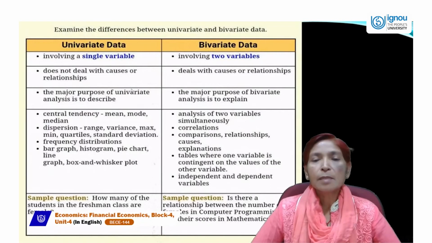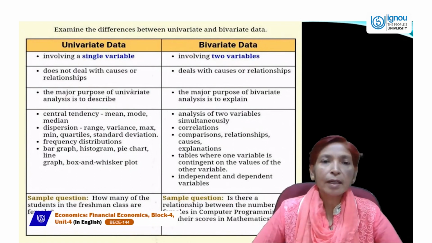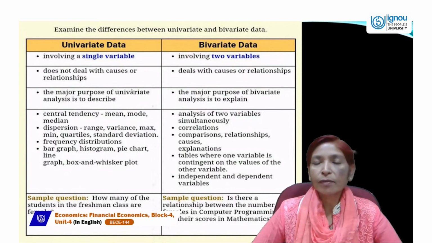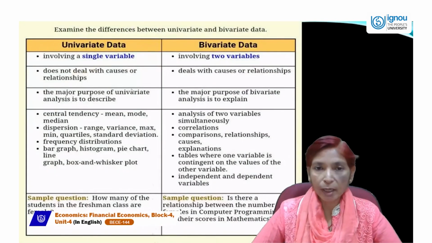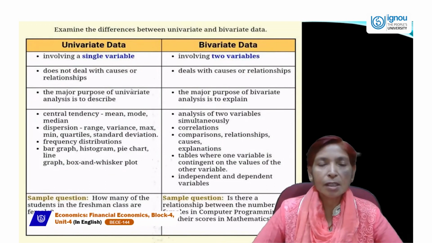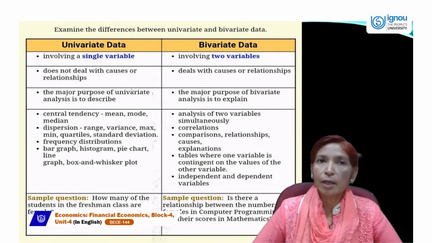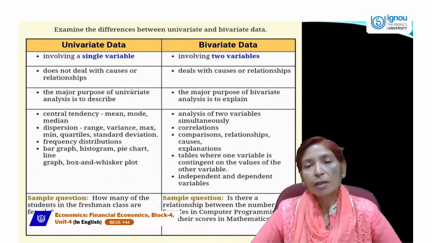Next, data is basically of two types: univariate and bivariate. Sometimes data may be multivariate. Univariate data is data in which only a single variable exists, and bivariate data is data in which two variables exist. Univariate data does not deal with cause or relationship, but bivariate data can be used for showing cause and relationship between two variables. If we have only a single variable, how can we show a relationship with another thing? Because we have only one variable, we can't make any cause or relationship. So univariate data does not deal with cause or relationship, but bivariate data is the main thing for showing cause or relationship.